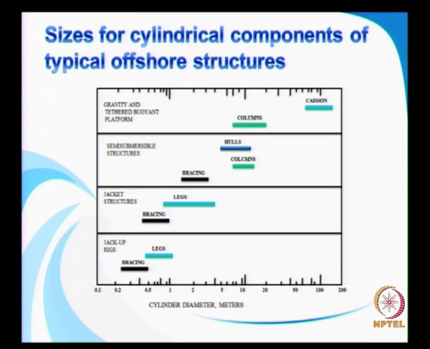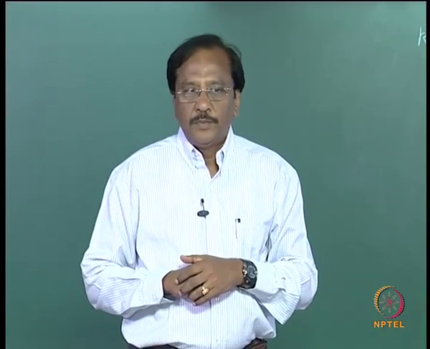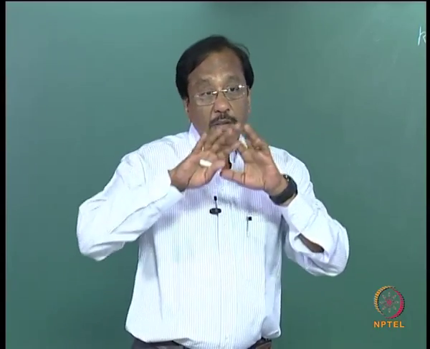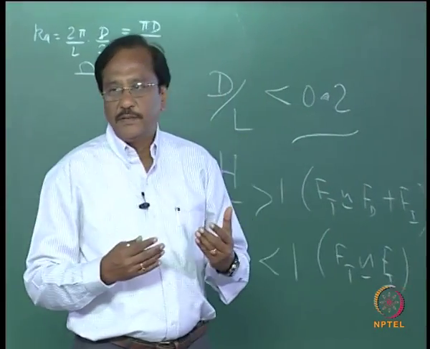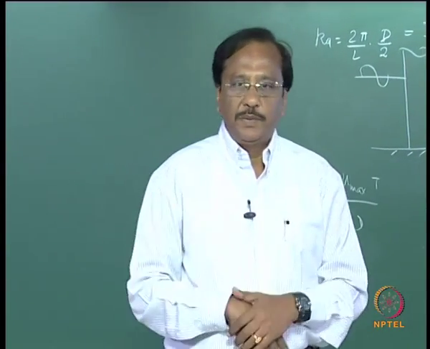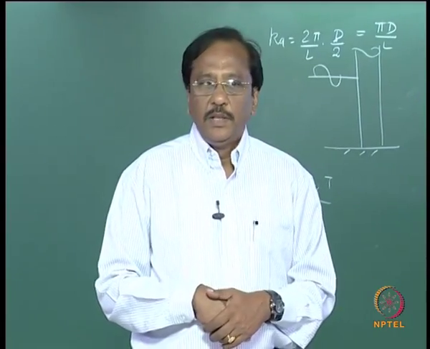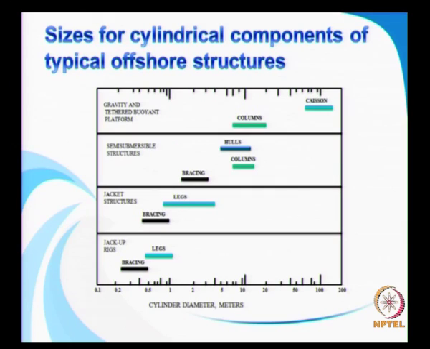You earlier saw that for the wave force regime, the flow parameter comes into the picture. Apart from the flow parameters, the structural dimension is also very important in deciding the flow regime or the force regime. So in order to have some feeling for the size of the structures we are talking about in the ocean, this slide is quite useful, which gives the variety of structures that could be found in the offshore or that need to be designed: gravity and tethered buoyant platforms, semi-submersible structures, jacket structures, jack-up rigs.